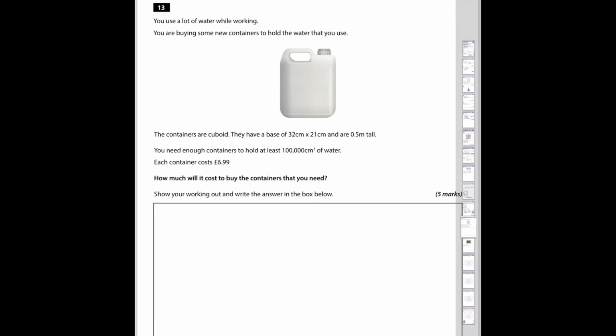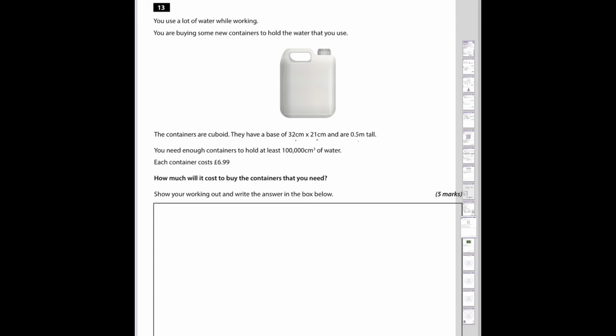Question 13. You use a lot of water while working. You're buying some new containers to hold the water that you use. The containers are cuboid. They have a base of 32 by 21 by 0.5. You need enough containers to hold at least 100,000 centimetre cubes of water. Each container costs $6.99. How much will it cost to buy the containers that you need?